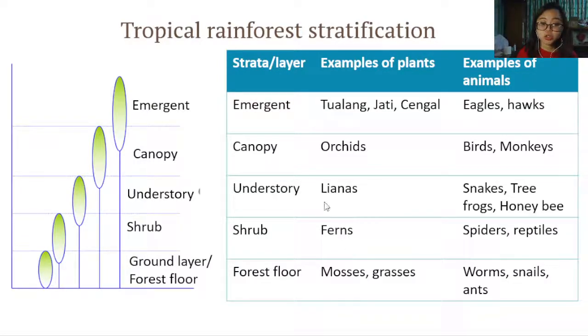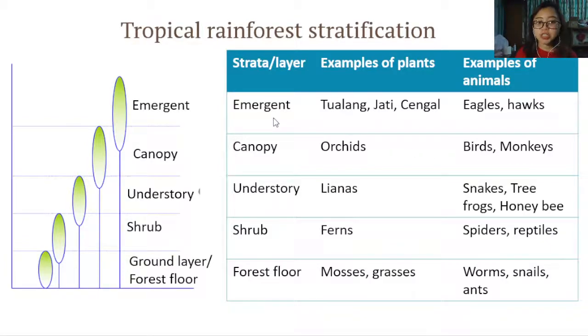In the understory, we'll find a lot of lianas. So, benda-benda yang nampak macam akar rotan, kita akan jumpa pada layer understory. Also in this layer are organisms such as snakes, tree frogs, and honeybees. The canopy layer will be consisting of many taller trees and also including orchids. So in the canopy layer, we'd find a lot of birds and monkeys.